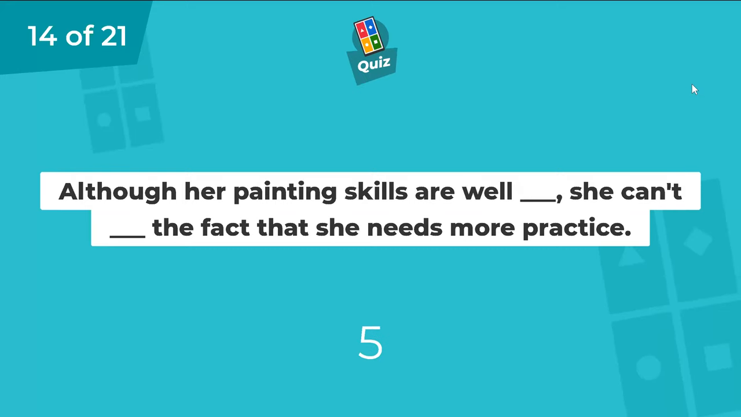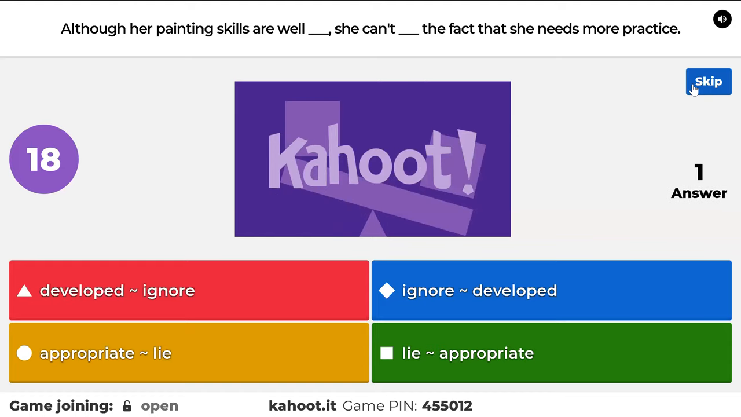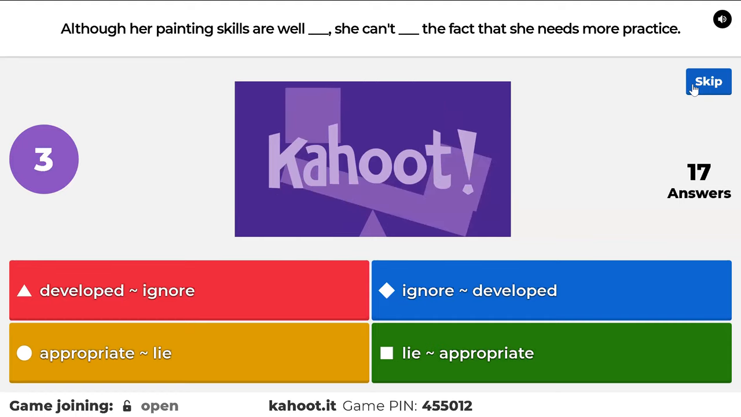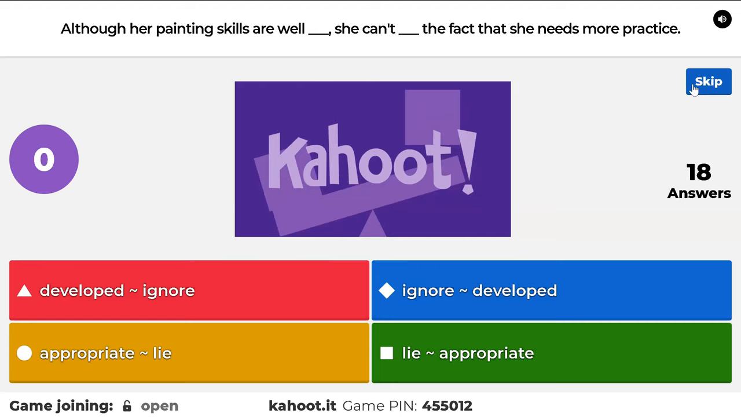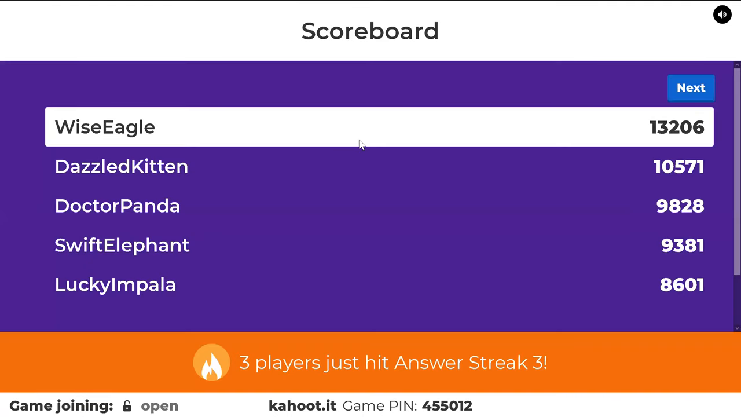Although her painting skills are well blank, she can't blank the fact that she needs more practice. I think we did this one too. Developed, right? Developed and ignore. So her painting skills are developed, which means she has a lot of practice already, so she can't ignore the fact that she needs more. All right.